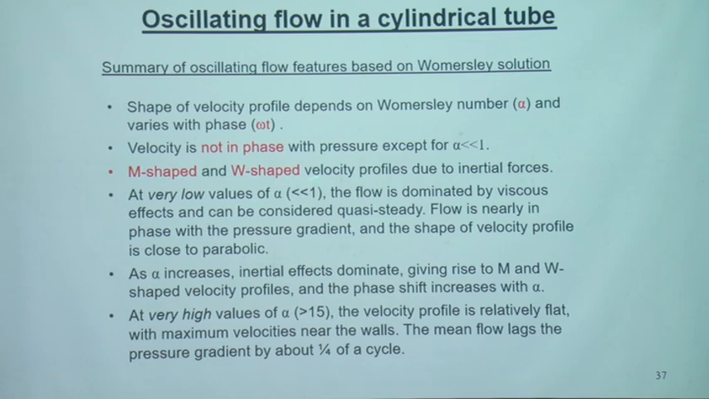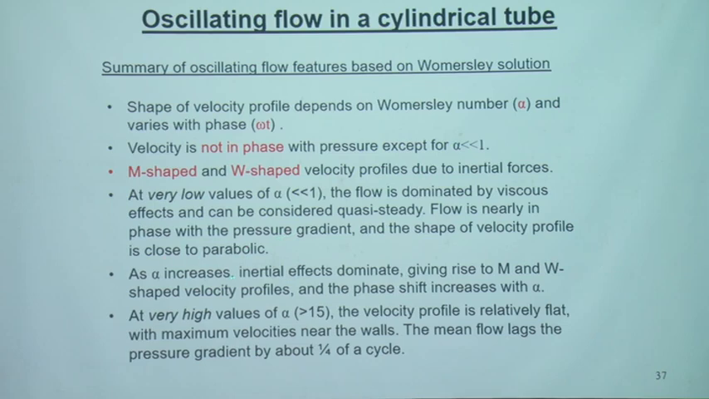Now we see that there are M-shaped and W-shaped velocity profiles because of the inertial force. What we mean by inertial force is that the change in the flow is driven by the sinusoidal pressure gradient. Initially, the fluid in the center, at the core of the pipe, has a high inertia, so it takes time for the high inertia fluid to change, whereas the fluid near the wall has relatively low velocities and low inertia, so it's faster to respond to the change in the pressure gradient. These describe the extremes of behaviors.